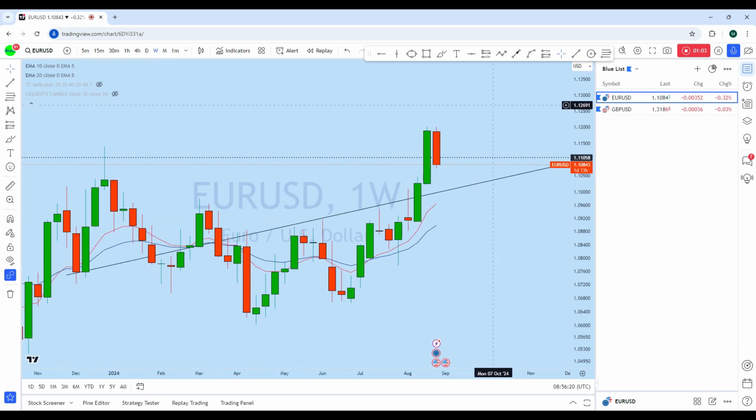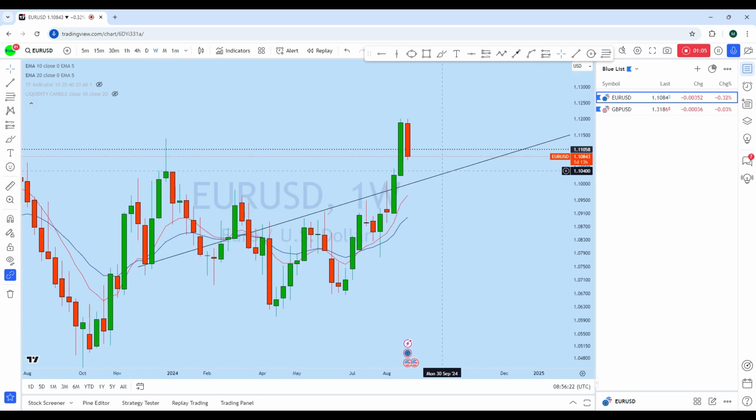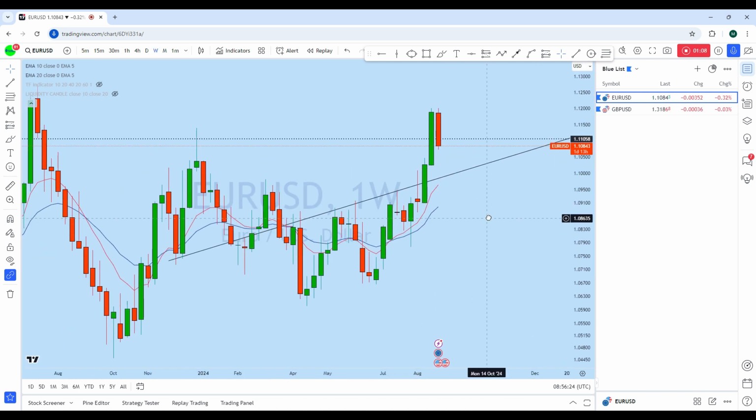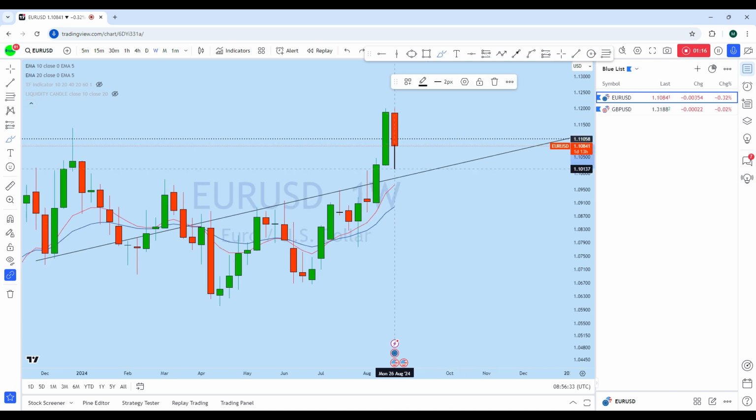If we look at the weekly chart to see how the market is doing, this is the weekly resistance here, resistance here, resistance here, which is turning support, and we are expecting EURUSD to drop back to the previous resistance, which is turning support here.